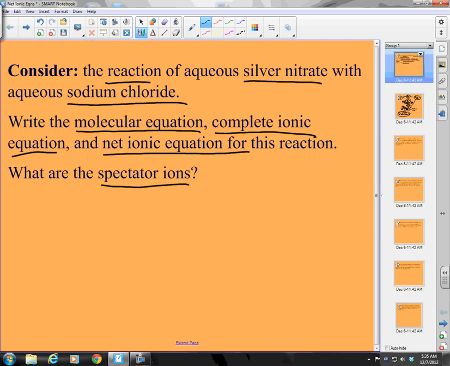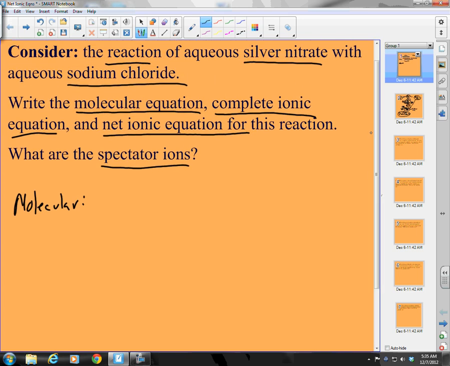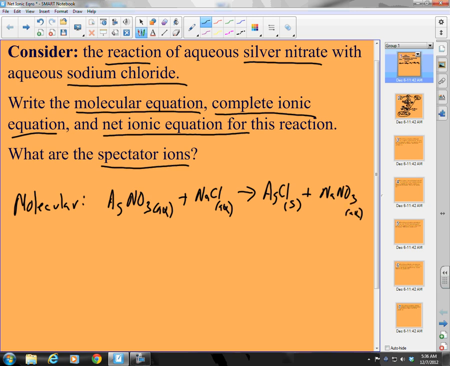So let's do this. Here's my molecular. We want to show everything as being whole and not separated. So what does that mean? I have silver nitrate, and even though it's made up of two ions, we want to leave it whole and together. Plus sodium chloride. Once again, I have two ions, but in the molecular, we keep them whole and not separated. That forms silver chloride, which is a solid, plus sodium nitrate, which is aqueous. Okay, that is your molecular.